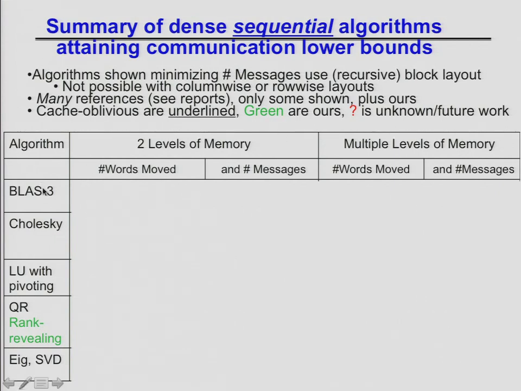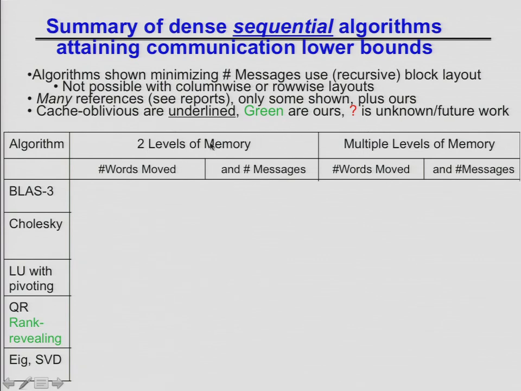about all the other algorithms, and whether we have algorithms that hit the lower bounds. I'll have one slide for the sequential case. Do we minimize memory movement between main memory and cache? Let me just show you this table, and I'll show you the table in a moment.